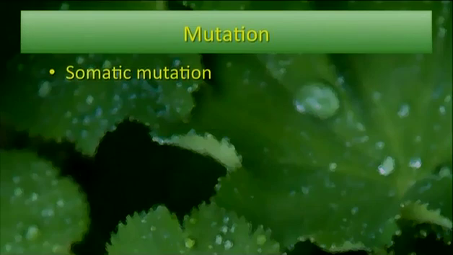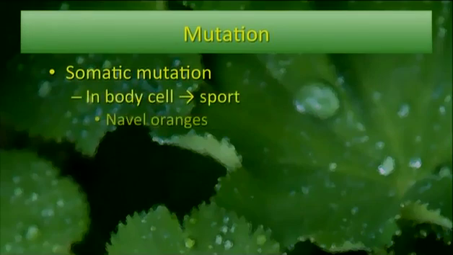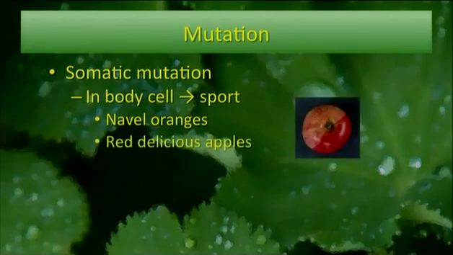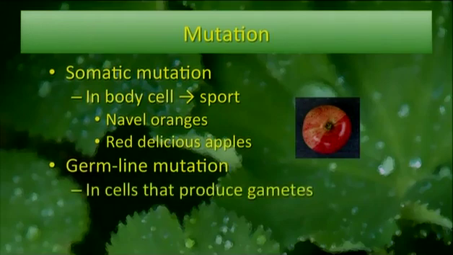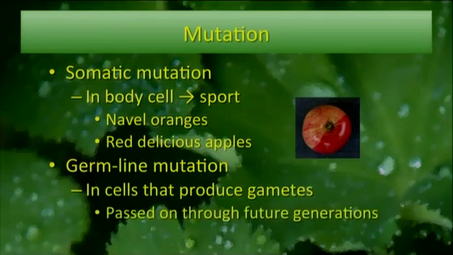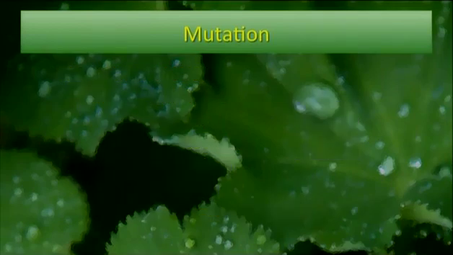Sometimes you have a somatic mutation, which happens in a body cell, and that can result in a sport. That resulted in navel oranges, the triploid navel oranges. It also happened in red delicious apples. Germline mutations happen in cells that produce gametes and are passed on through future generations.